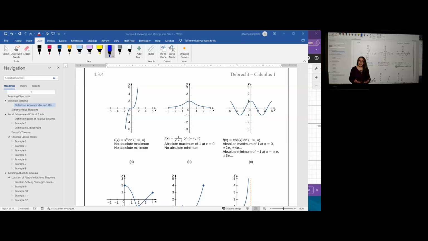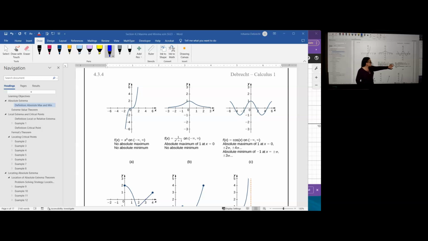It does not have an absolute minimum because the graph approaches the x-axis in both directions as an asymptote. It gets lower and lower, but it never gets there. But there is no lowest value that is graphed on the function.